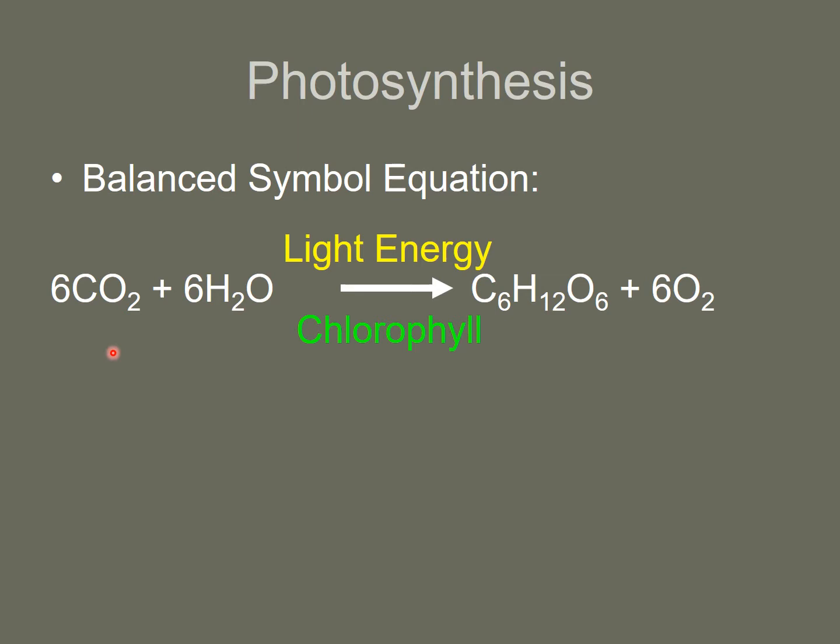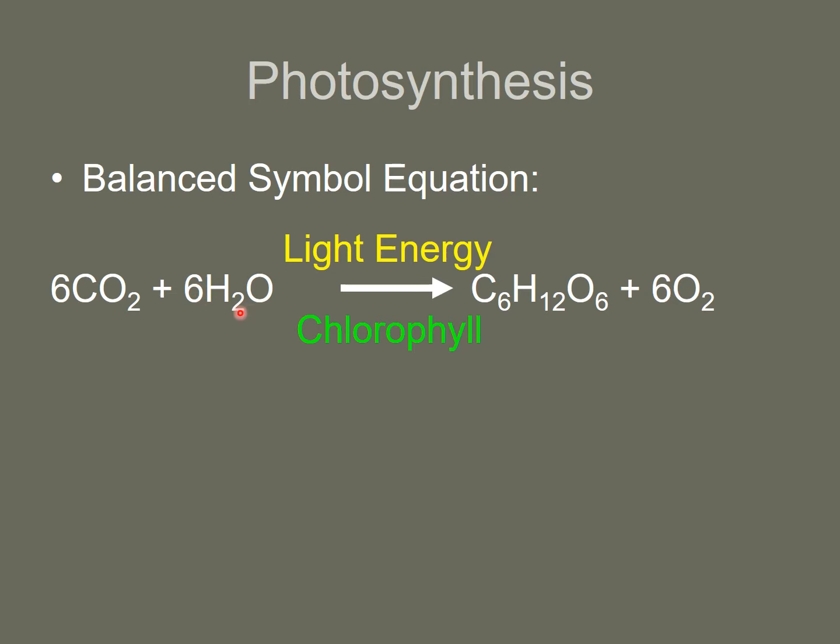Balancing wise, well, let's take a step through this. So we have one carbon in a carbon dioxide molecule, CO2. We have 6 carbons in our glucose over here, so that means we need 6 CO2 to give us 6 carbons overall. With the hydrogen, we can see we've got 2 hydrogens per water. We need 12 hydrogens over here in the glucose, so therefore we need 6 waters, 6 times 2, which gives us 12 hydrogens.